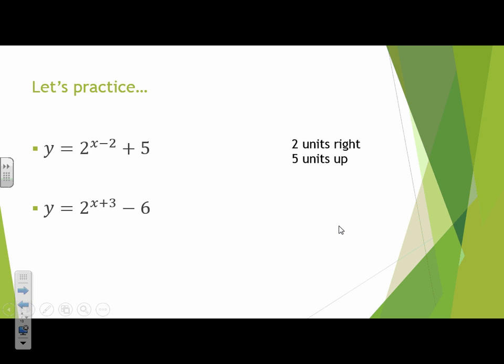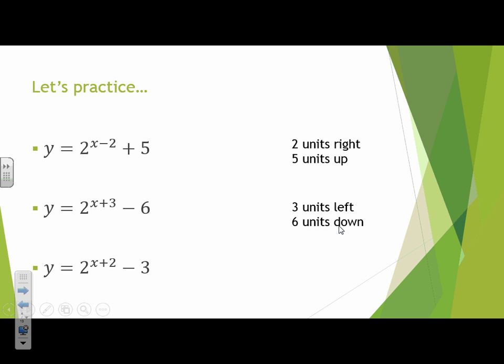Y is equal to 2 to the power of x plus 3 minus 6. What is the value of h? Negative 3. Very good. So h is equal to negative 3. So then that means that the graph moves 3 units to the left. Good. And how many units down? 6. So since k is equal to negative 6, then the graph moves 6 units down.